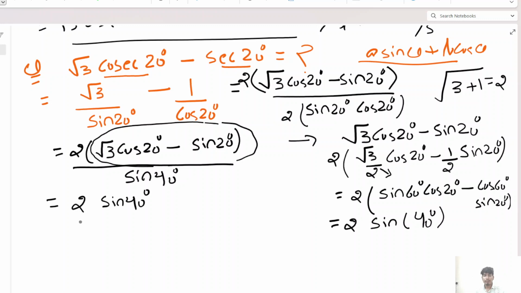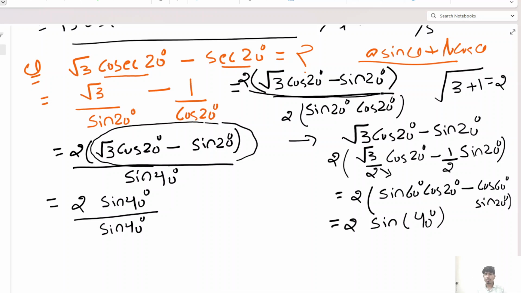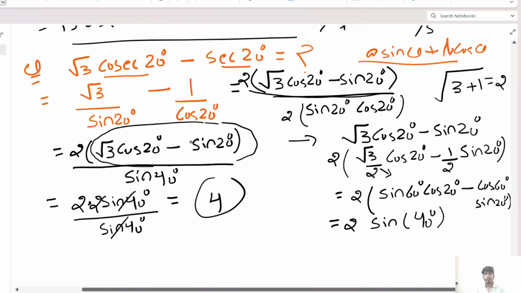Here we get 2 into sin 40, and this is also sin 40. This becomes 2 here and this is 2 sin 40. Then this becomes the value sin 540, then 2 into 2, 4. Okay, then this value is equal to 4.